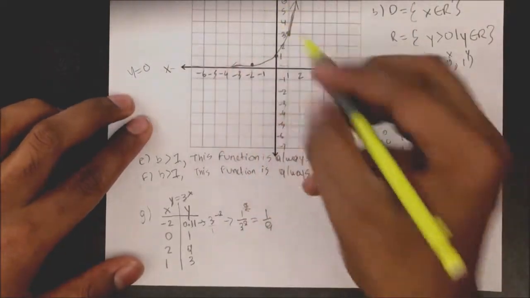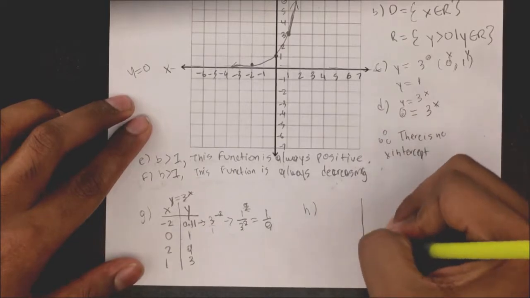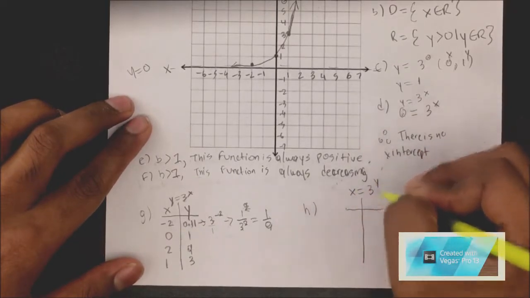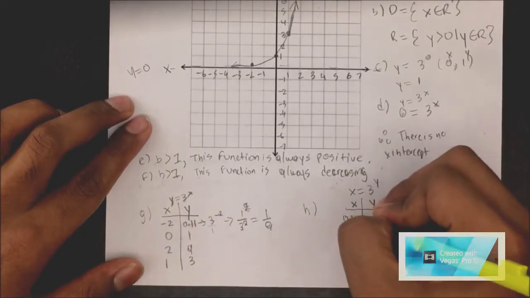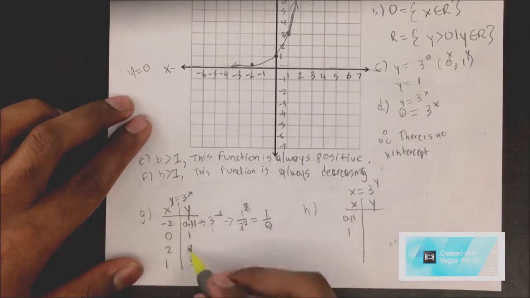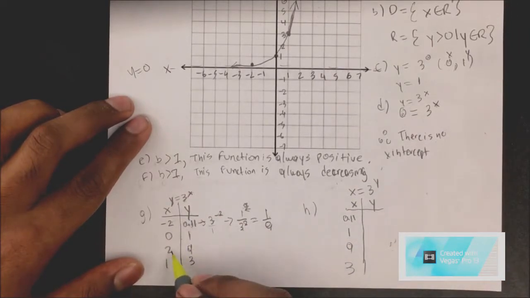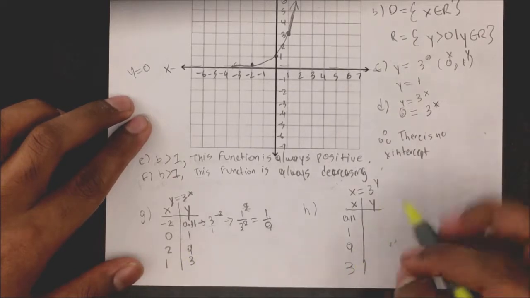Now if you want to sketch the inverse, all you have to do is flip these points around. So in order to sketch x is equal to 3 to the power of y, just flip each coordinate around. So put 0.11 here, put 1 there, put 9, put 3. And then instead of putting this back there, put the x coordinate as the y coordinate.